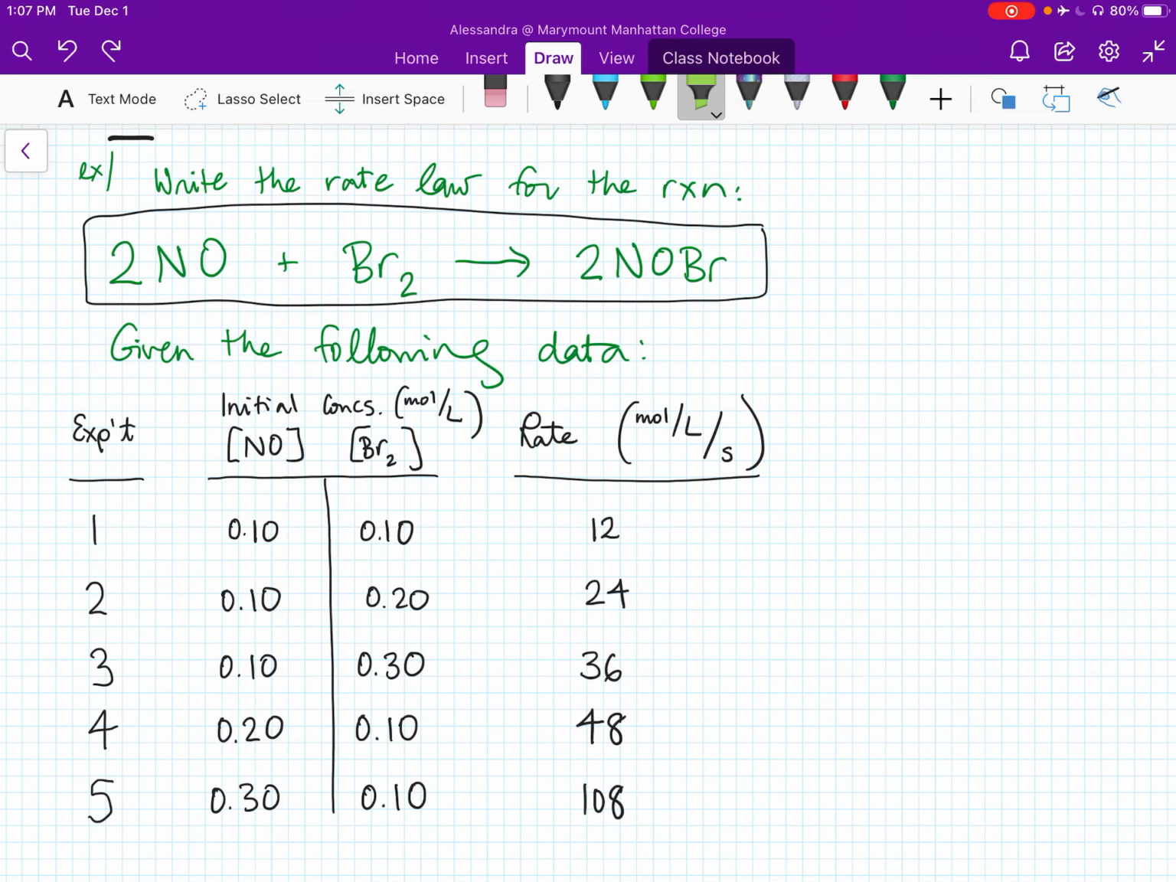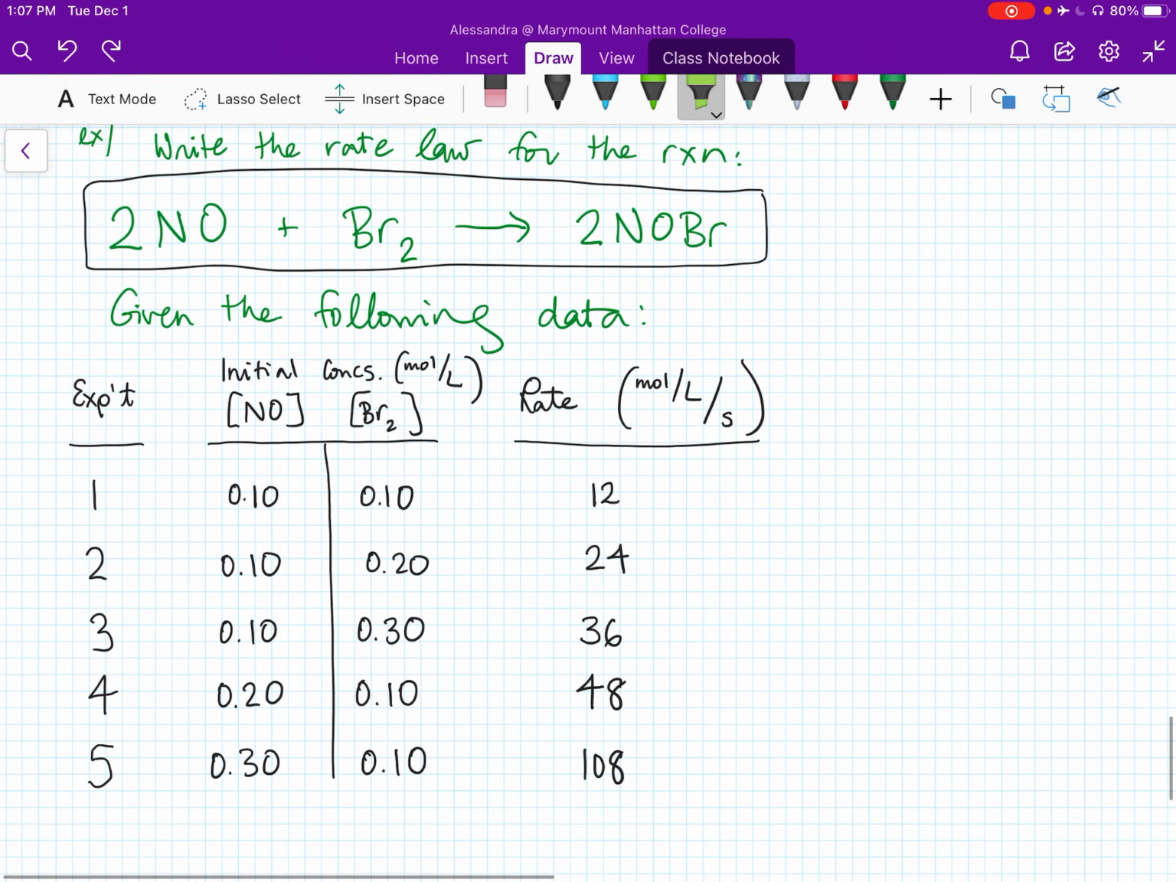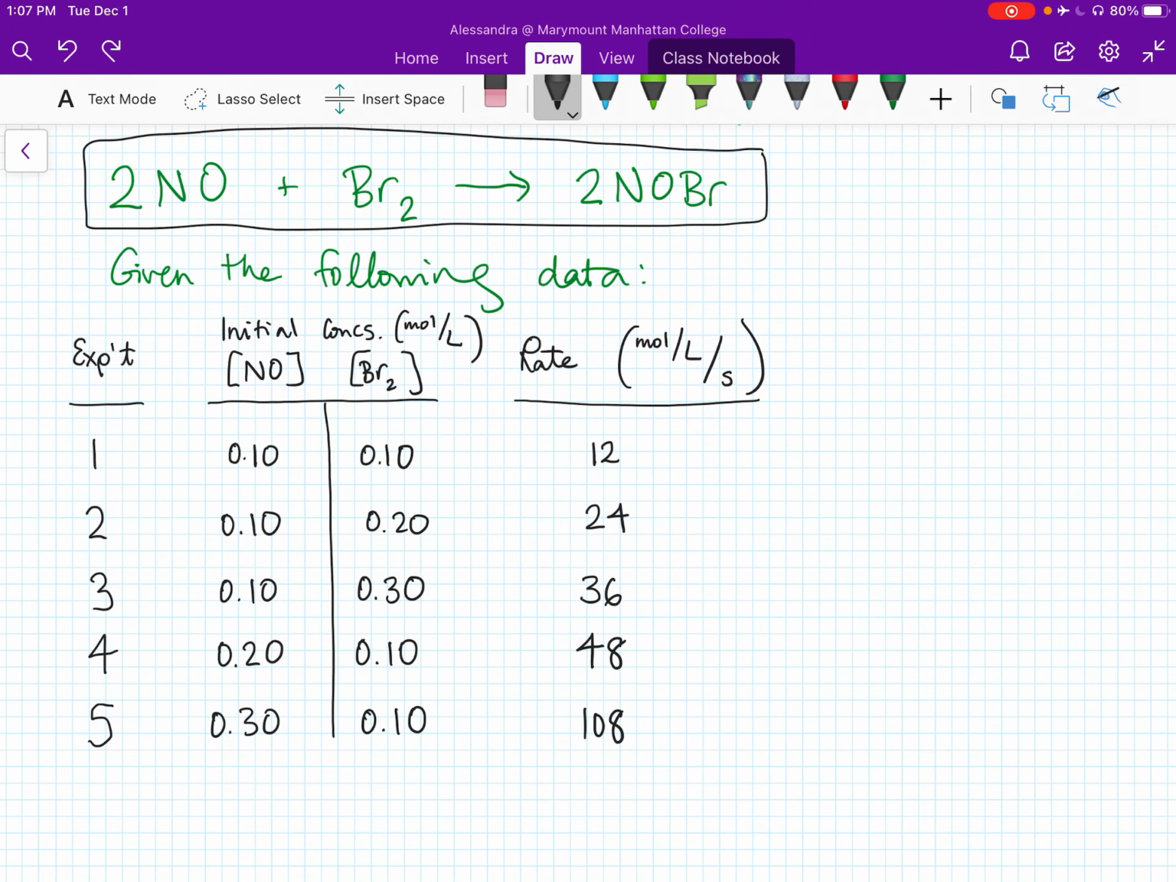When you're given a problem like this, your job is to write the rate law. And what they mean by that is this. The rate of this reaction is going to be equal to some rate constant K times the concentration of one of the reactants raised to some power. We don't know what it is yet. I'm just going to call it M, times the concentration of the other reactant raised to some other power.